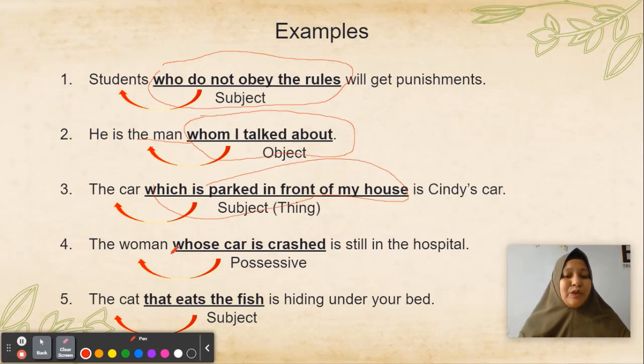Number four, the woman whose car is crashed. The adjective clause is whose car is crashed, and it modifies the woman, the possessive. Okay, yang mobilnya, and the function is as possessive. The next is, the cat that eats the fish is hiding under your bed. Okay, the adjective clause is that eats the fish, and it is modifying the cat, the subject. So it is as subject.